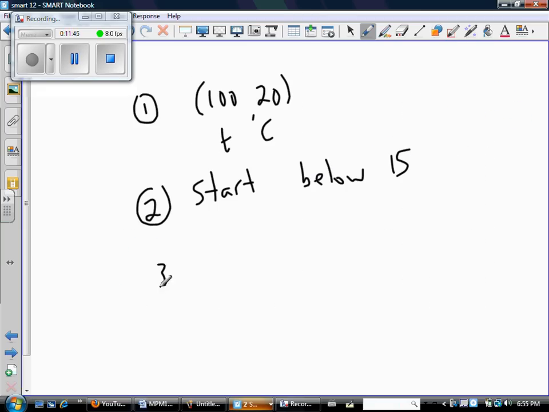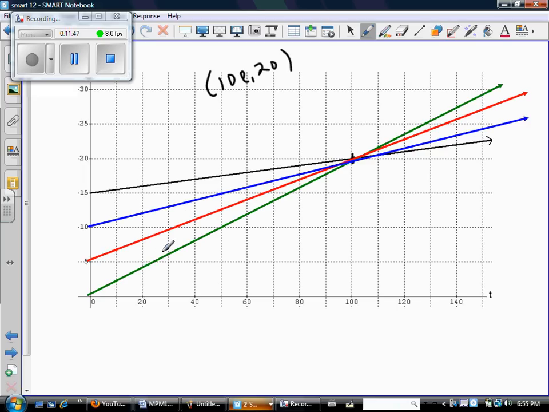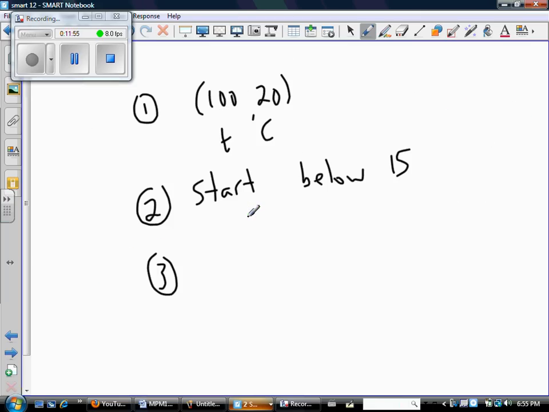And what do we know about the slope? Well, look at the slope of these 3 colored lines. Look at their steepness compared to the steepness of the black line. They're all steeper lines. So the slope has to be more than 0.05. All 3 of these things must be true.